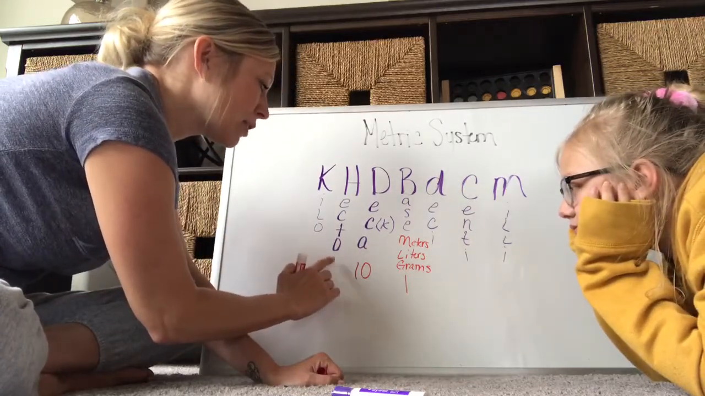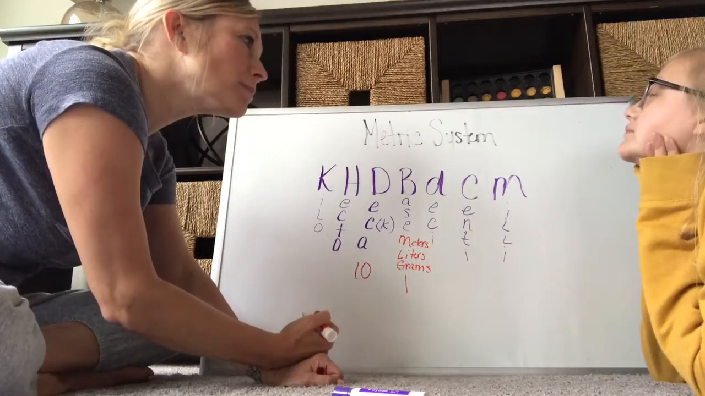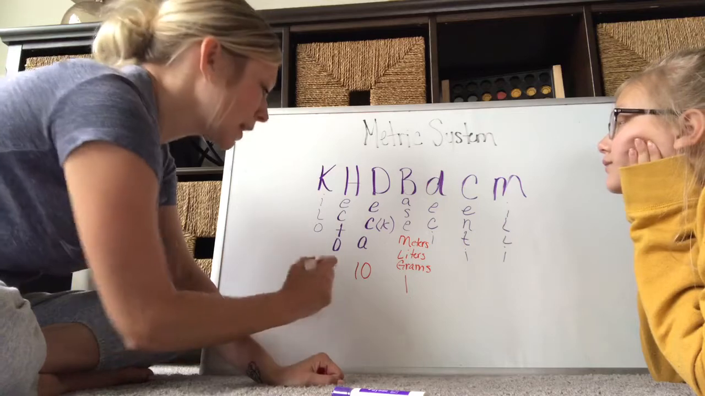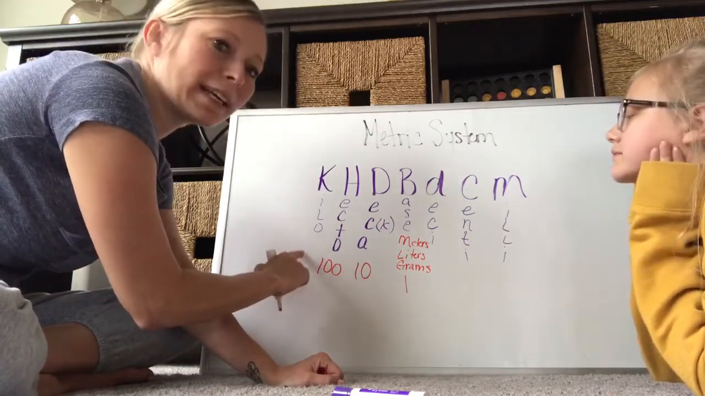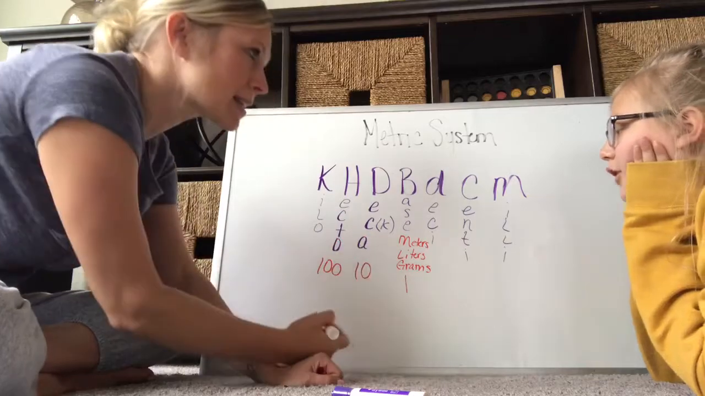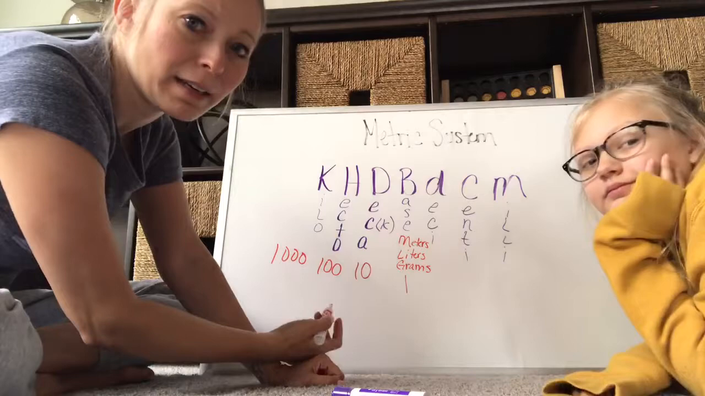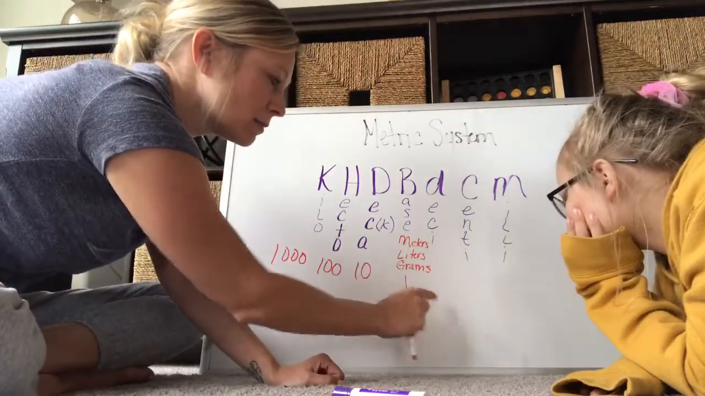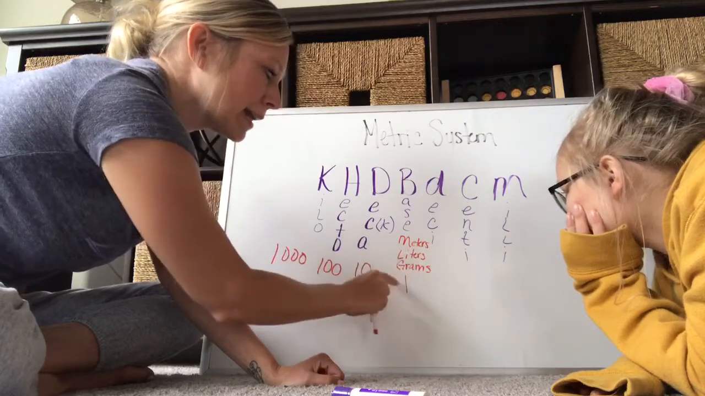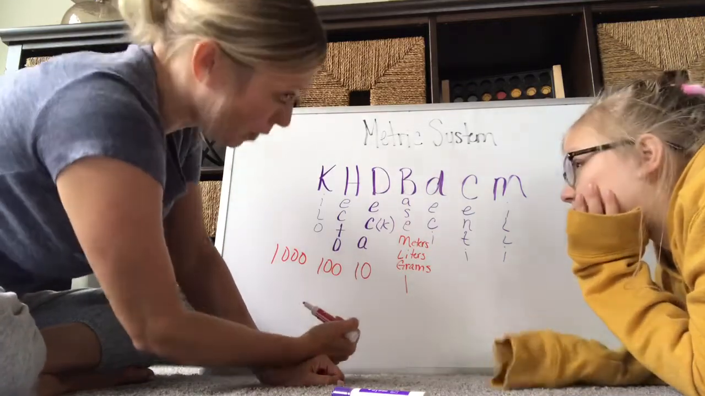How many times bigger do you think this guy is than the base? 100. And how many times bigger do you think kilo is than the base? 1,000. This is our base 10 number system. If we're going smaller than one, how big is this guy compared to the ones place? Or how much smaller, I should say.